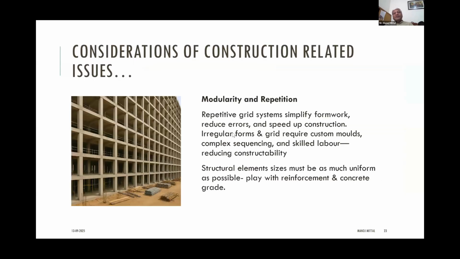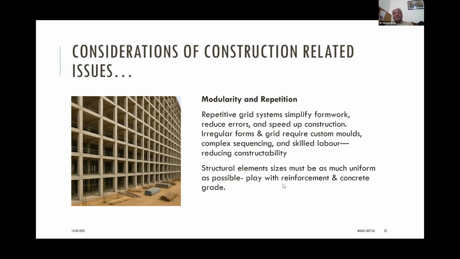So, modularity and repetition. When we are planning a building at a conceptual stage, I think it is always better to have a repetitive grid, uniform grids. They will simplify the formwork. If you have grids which are not uniform, definitely they will require a lot of different kinds of moulds and formworks, which may be difficult to construct at site. Repetitive work will always reduce the errors, speed up the construction, and even the cost will be less. So if we can, we should definitely think of modularity and a repetitive grid system, because irregular forms and grids require custom moulds, complex sequencing, and skilled labor, reducing constructability.